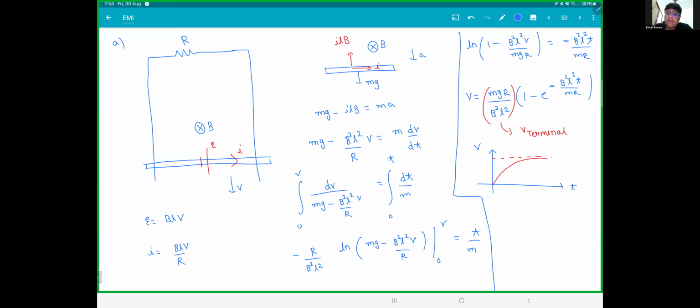So when you took mg common, where did that mg go? From the bottom step on the left to the top step on the right. So when you took mg common inside the log, where did that mg go? Did I take mg common? What did you do? That is a catch. I substituted limits. ln a minus ln b will become ln a by b.